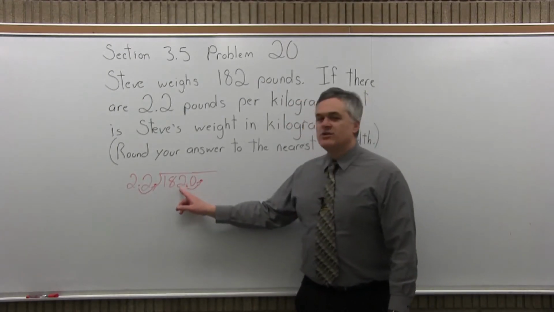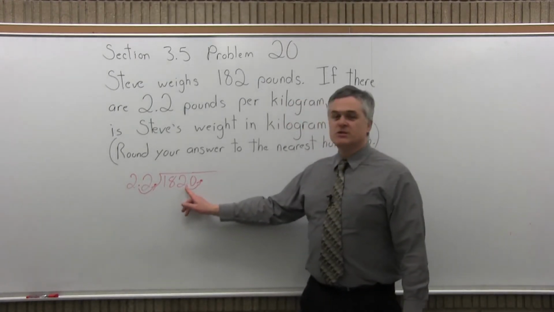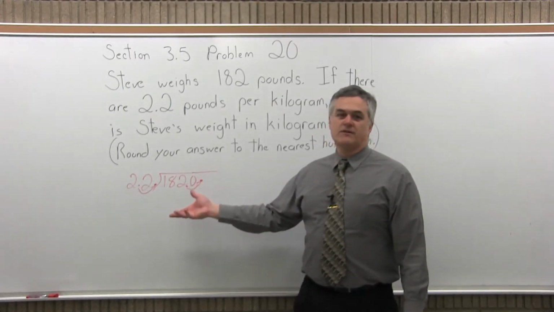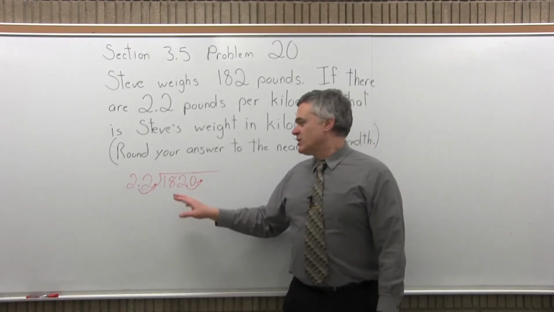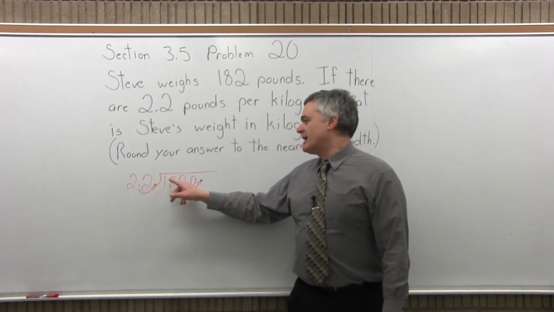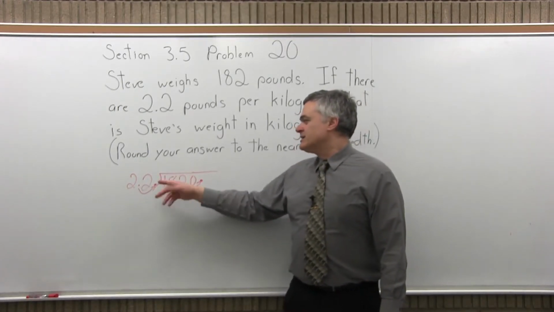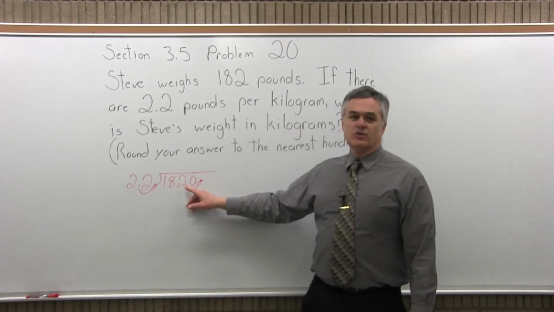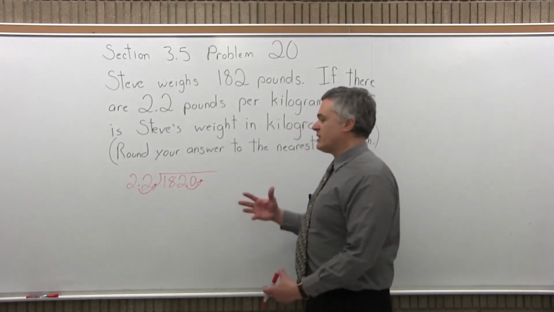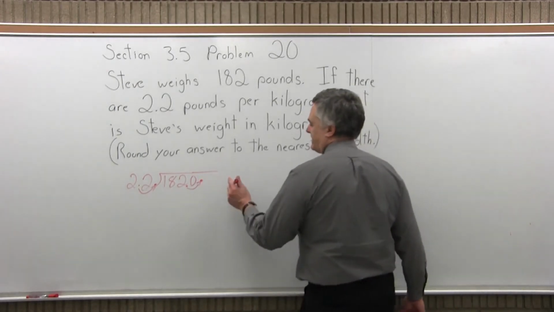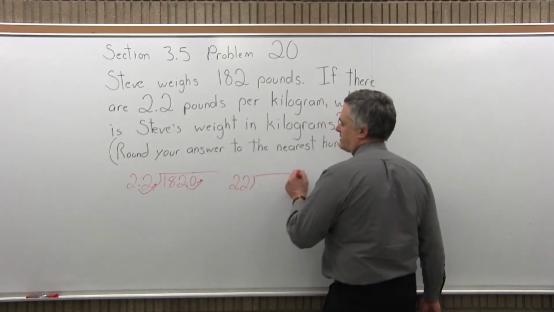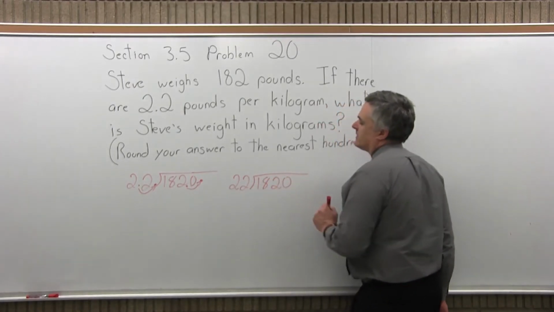So it was 182, no decimal was written. You can assume the decimal was at the end of the 182. So to move it one spot, you have to fill in a 0. So now instead of 2.2 divided into 182, it's the same problem to make it 22 divided into 1,820. It's going to be the same answer. This way I can do it and not worry about the decimal. So essentially you can just assume the problem started 22 divides into 1,820.